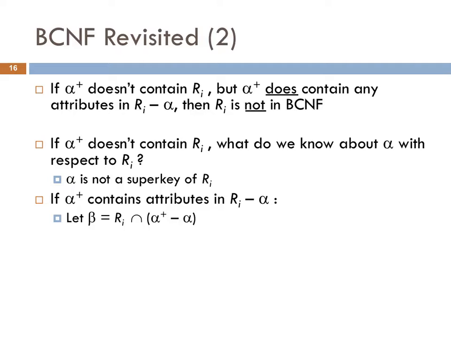Okay, so beta is, notice like I said again, alpha plus minus alpha. If this is purely trivial, then alpha plus minus alpha will just go away, right? Because you'll have the set minus itself.